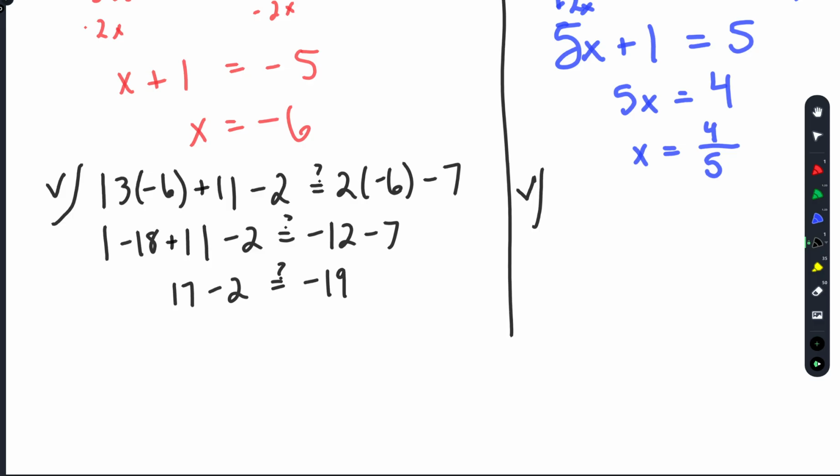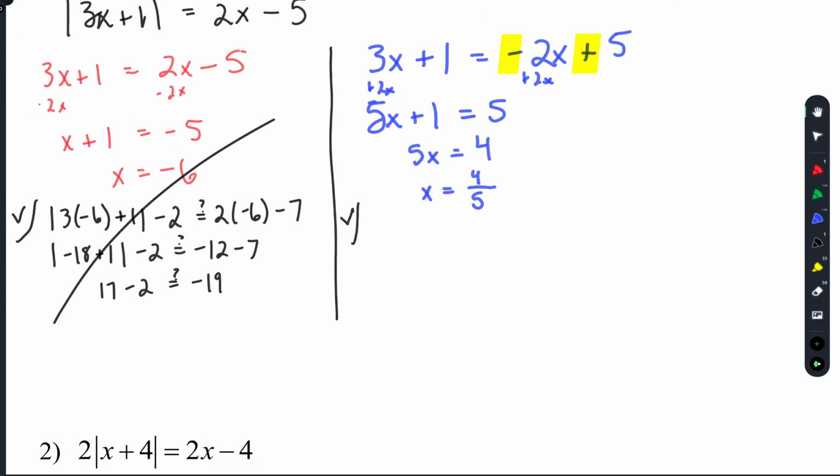So do you see that? 17 minus 2, I can do that in my head. Okay, that doesn't equal -19. And you go, all frustrated, because that -6 doesn't work. So then I get to try my other one.